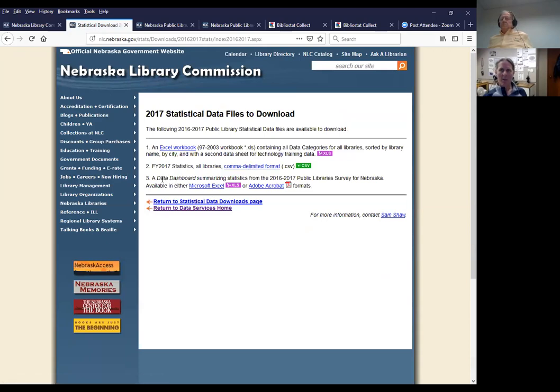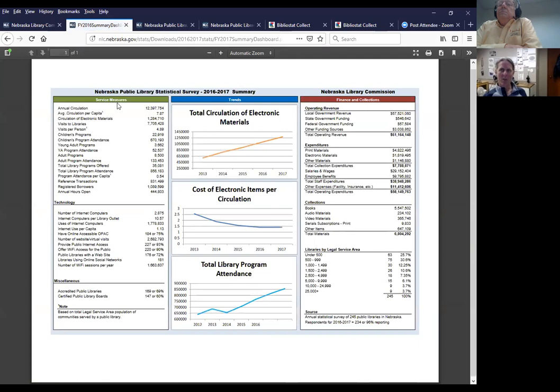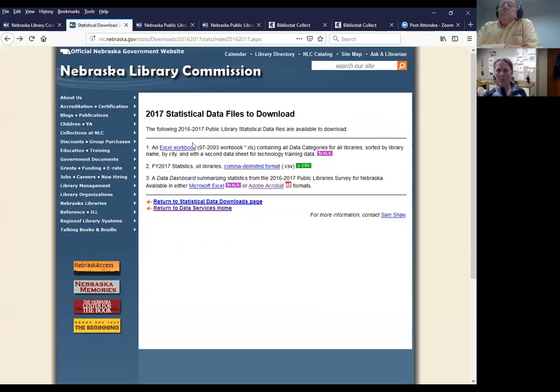We also provide these summaries. We look at some service measures in the state, what we call this data dashboard, where we look at some trends. This is the entire state data. We summarize all these sorts of things and provide a couple of charts that sometimes are helpful. Here, what we're seeing is that circulation of electronic materials is consistently rising, and the cost is going down. So the cost per circulation is lower than it was in 2013. Program attendance is trending up.